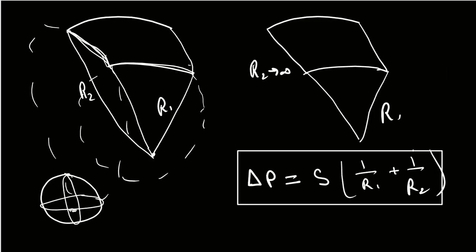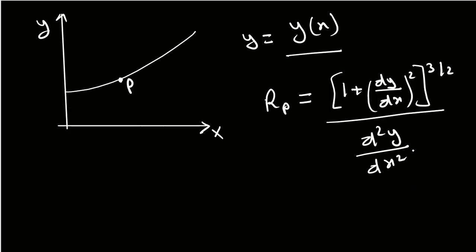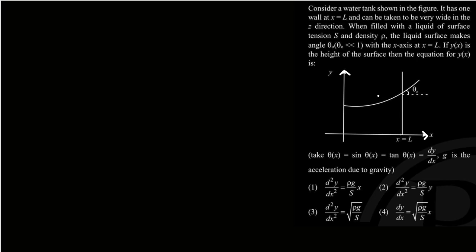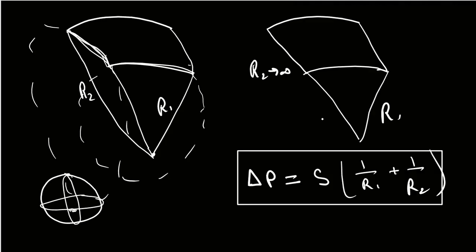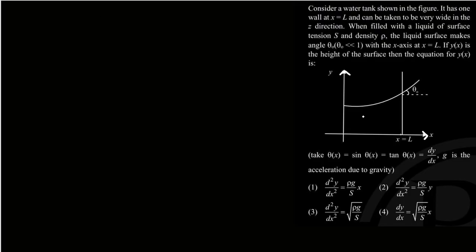First, the Laplace equation: the pressure difference across any surface is S into (1/R1 plus 1/R2). And second concept, the radius of curvature at any point is (1 plus (dy/dx) whole square) whole to the power 3/2 divided by d square y by dx square. Now come to the question. In this question, the length of the tank is infinite. So when you take the surface of any part of this surface, you will get this structure. This is along the length of the tank. So this is a straight line.